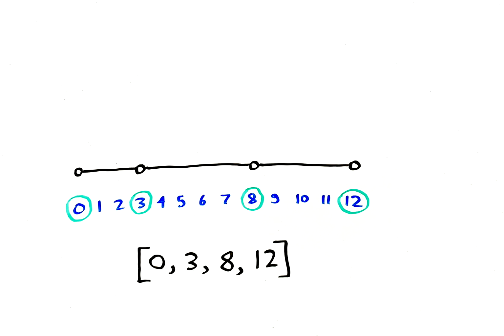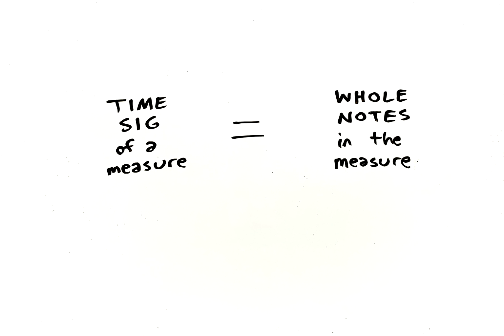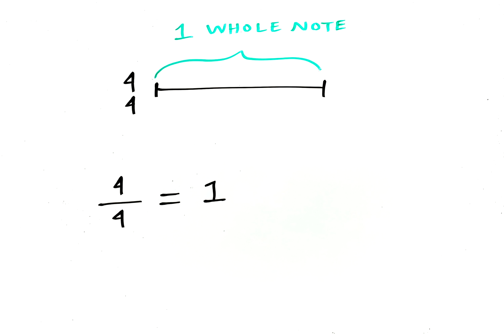Now, how does this relate to music? Well, if we view a measure as a segment, then all we need to define a group of measures are their starting and ending points. Now, the time signature of a measure tells you how many whole notes are in the measure. Let's take a measure of 4/4. Since 4 divided by 4 is 1, this measure has a length of 1 whole note. To easily define three measures in 4/4, all we need to say is 0, 1, 2, 3.